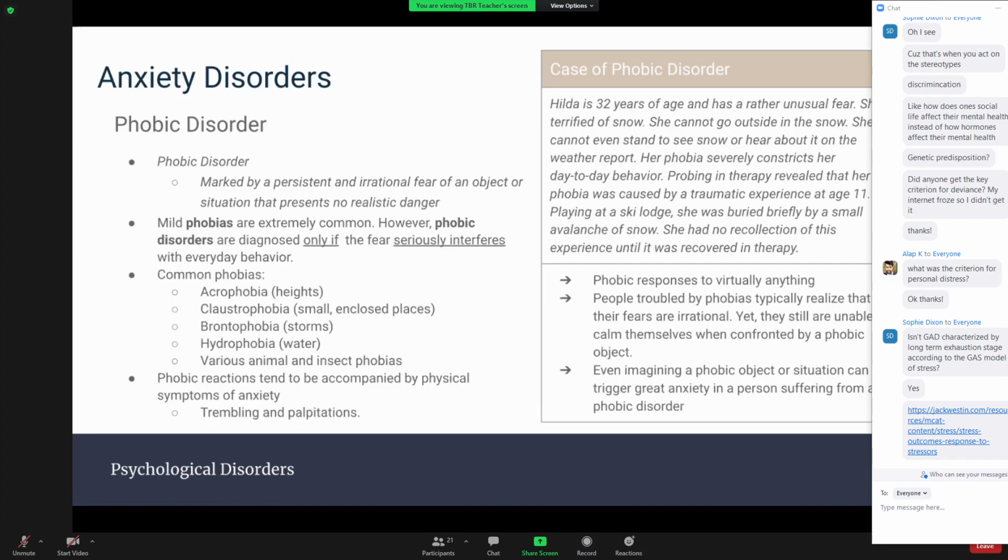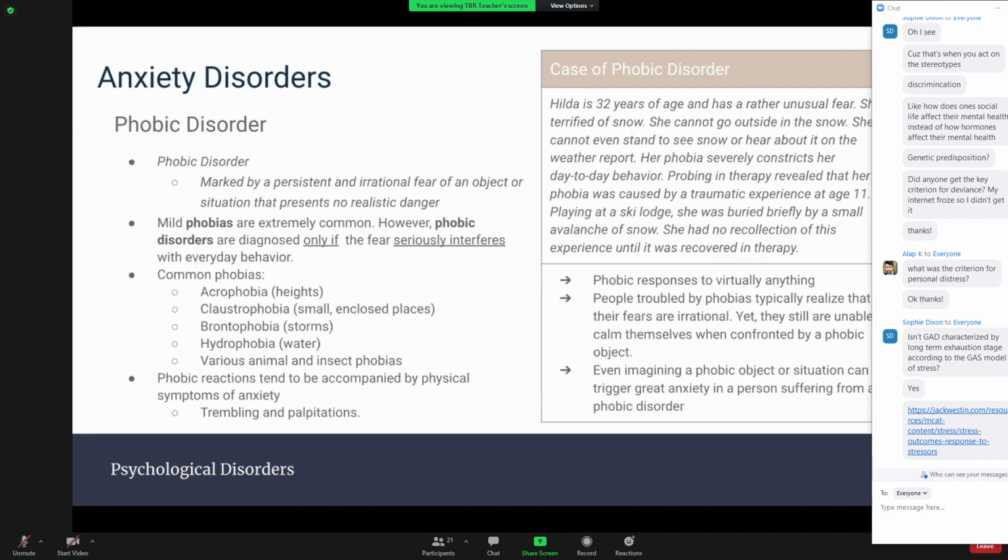But it's only considered a phobic disorder when it interferes with your everyday behavior. That's the key part, the interference. So some of the common phobias that you should recognize by name are acrophobia, claustrophobia, hydrophobia, and then animal and insect phobia. So recognized by name, the acro, claustro, and hydro, because they might be mentioned without definition of what the phobia is.